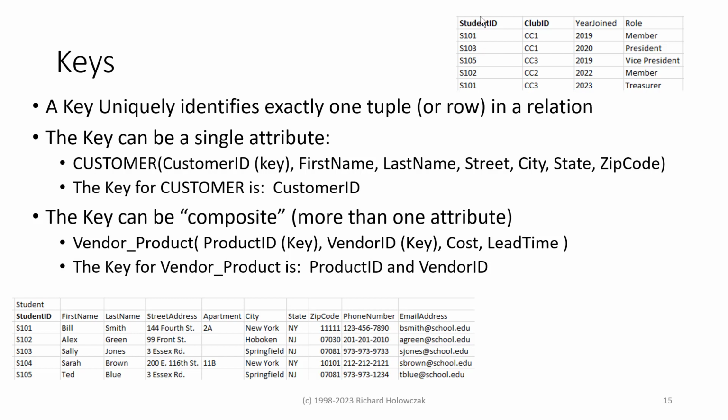Okay, so we need to know both the student ID and the club ID together in order to uniquely identify one tuple or one row in this relation. So we would say that the key here, student ID and club ID, is a composite key. A key can either be a single attribute or a composite. The important thing is, before we start the normalization process, we should write down the keys for our relations.